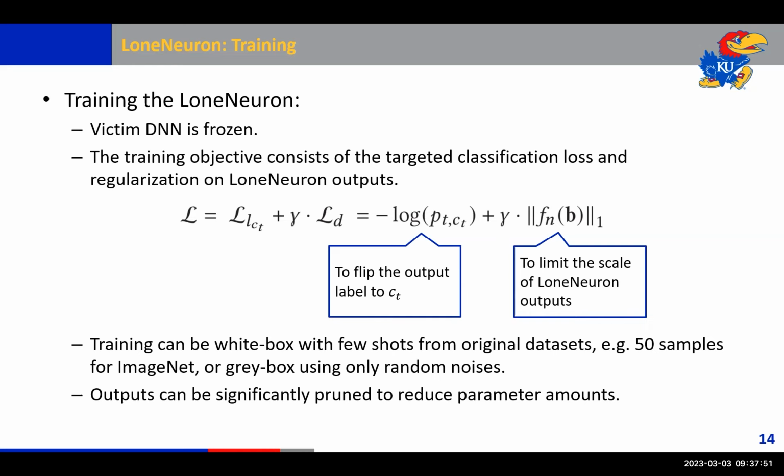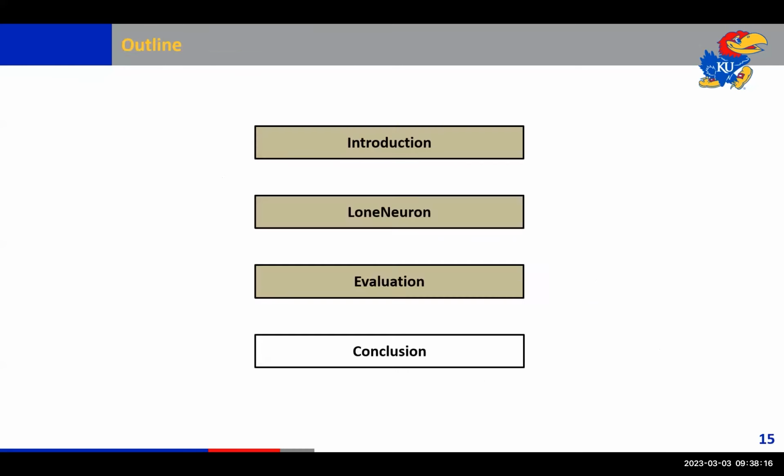The training can be done in two ways, either in white box or gray box scenarios. For white box, we need a few shots from the original data set. Actually, we need very few samples, for example 50 for ImageNet, which contains millions of images. And gray box just uses random Gaussian noise. The outputs can be significantly improved to further reduce the amount of parameters we added.